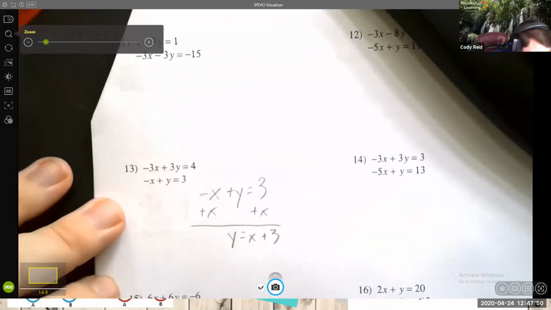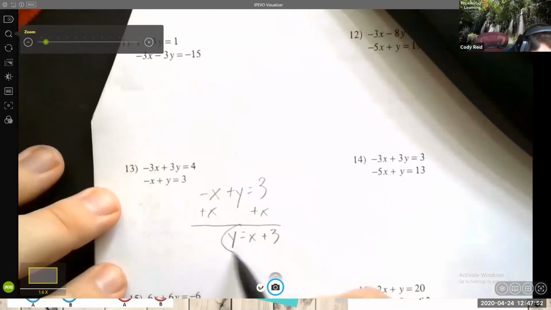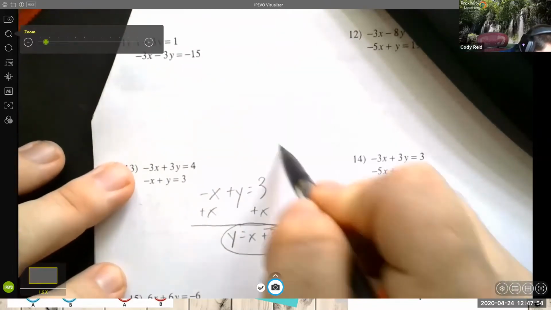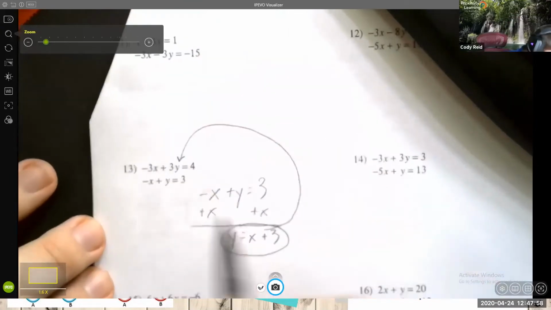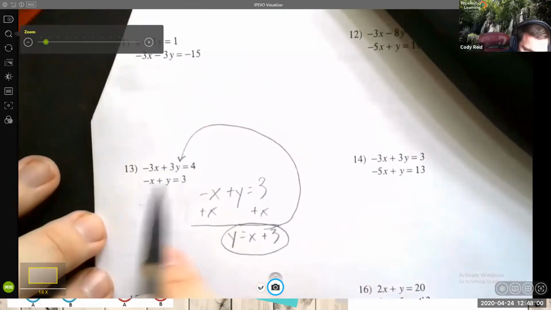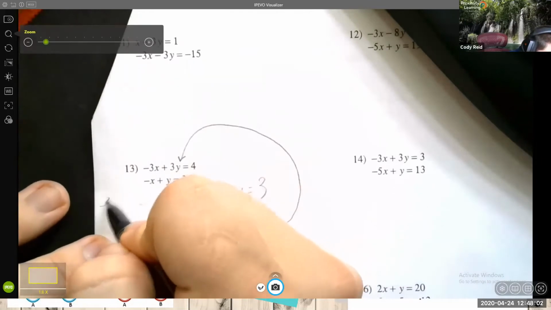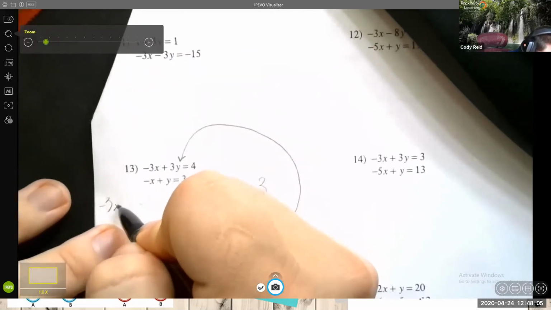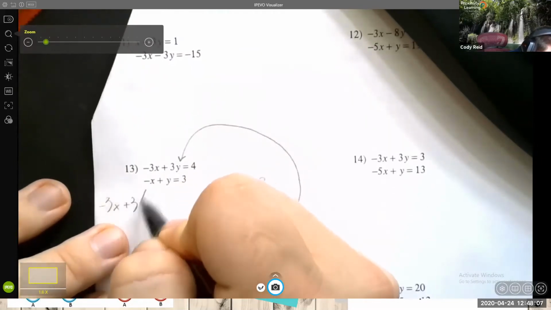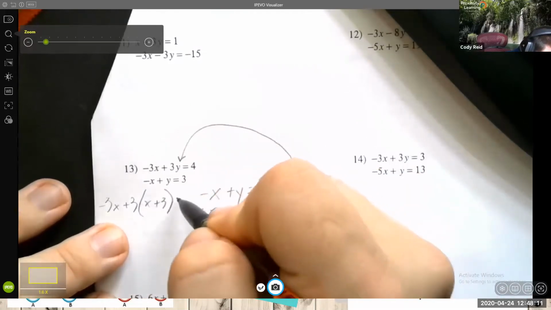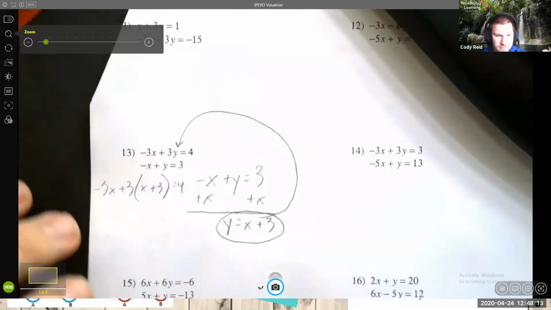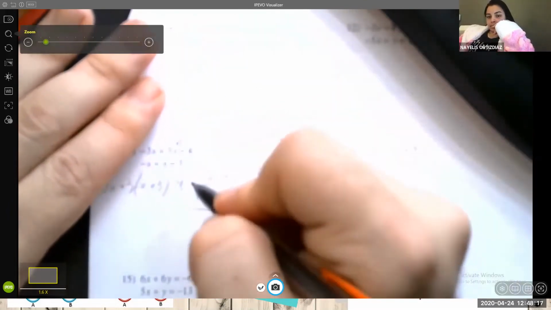Now, what I'm going to do is take this and plug it in for that y. So instead of negative 3x plus 3y, it'll be negative 3x plus 3 times x plus 3 in parentheses equals 4. So you would distribute inside of it? Yep.